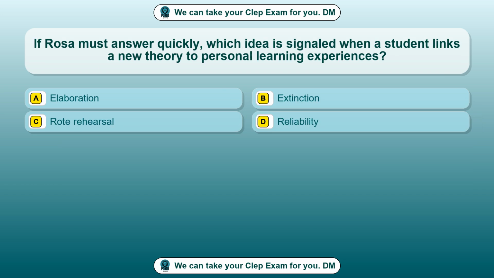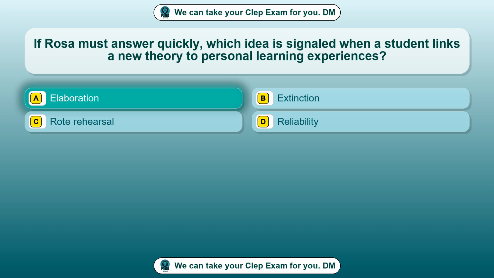Question 39. If Rosa must answer quickly, which idea is signaled when a student links a new theory to personal learning experiences? Option A, elaboration. Option B, extinction. Option C, rote rehearsal. Option D, reliability. The correct answer is option A.